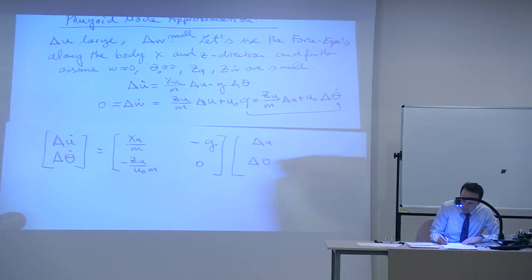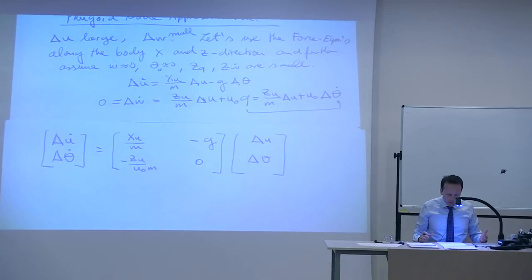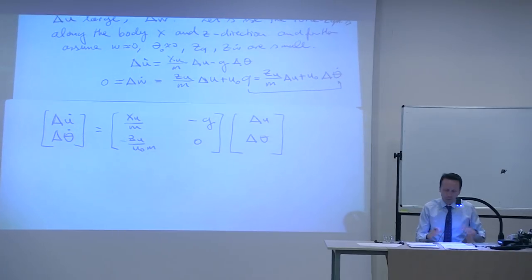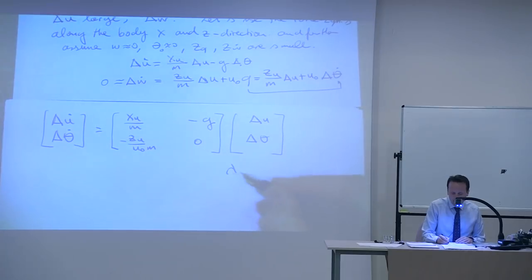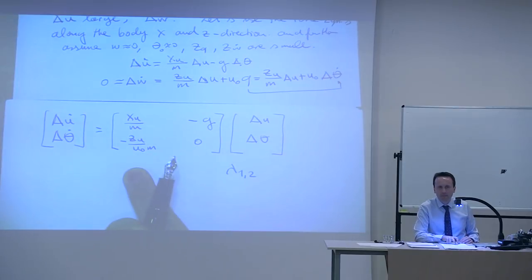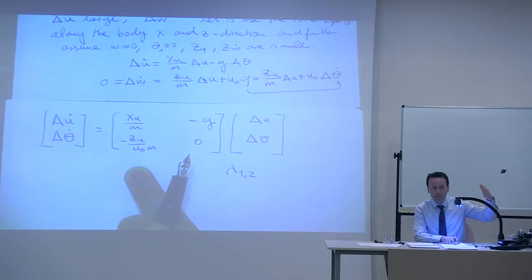del u, del theta. And as you noticed, we have a second order approximation here, right? It's a second order system. And what we usually get from here is a complex eigenvalue from this approximation. And this approximation is nice enough for us to find the phugoid mode. Why am I claiming this is the phugoid mode? Because I'm making the approximations that I found from the phugoid mode.